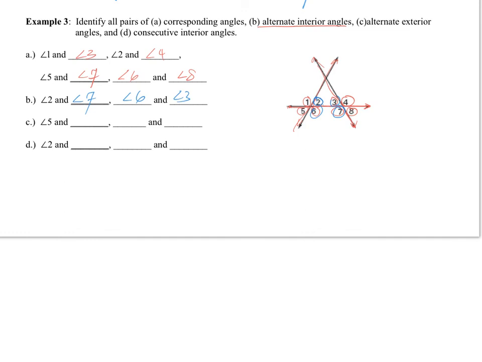And for the alternate exterior angles, we have angle 5 and angle 4. And angle 1 and angle 8. And then the consecutive interior angles, we have angle 2 and angle 3, angle 6 and angle 7. And we will continue the lesson in class.